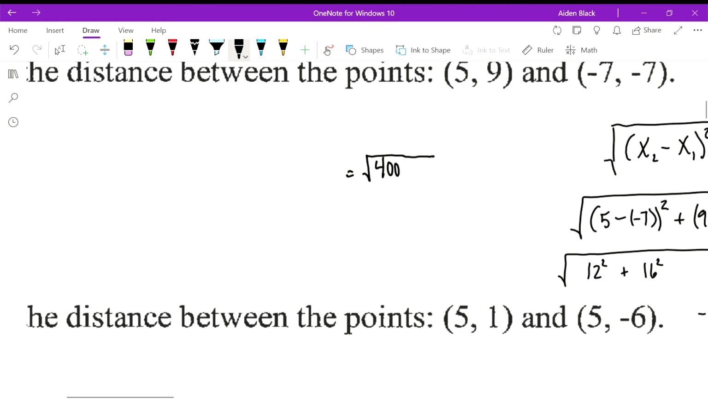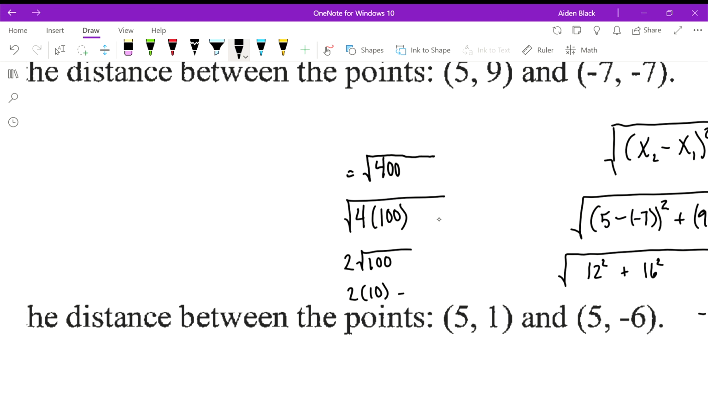Here's how I'd do it. I'd say square root of 4 times 100. We know the square root of 4 is 2. And we know the square root of 100 is 10. So we get 20. You can double check that on your calculator.